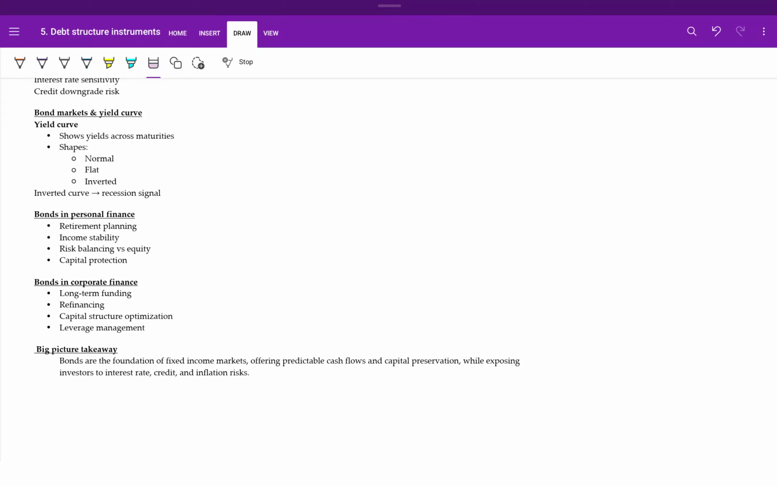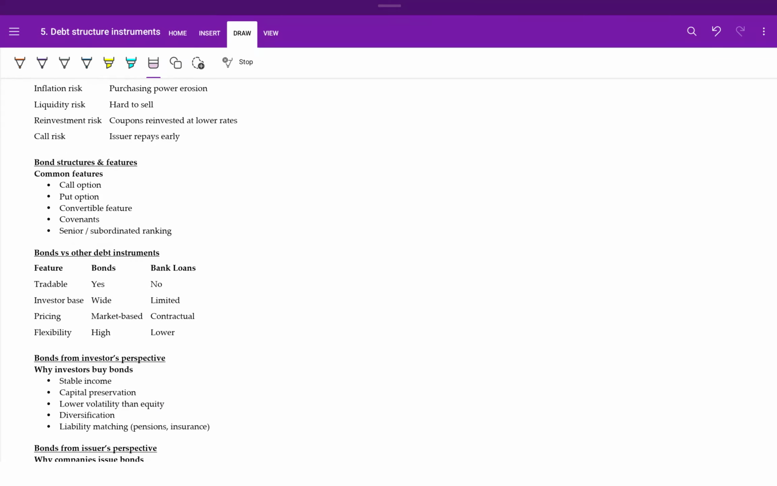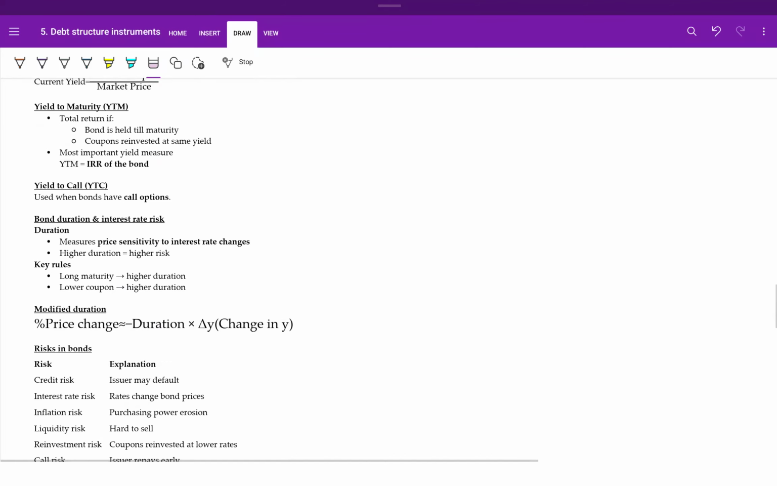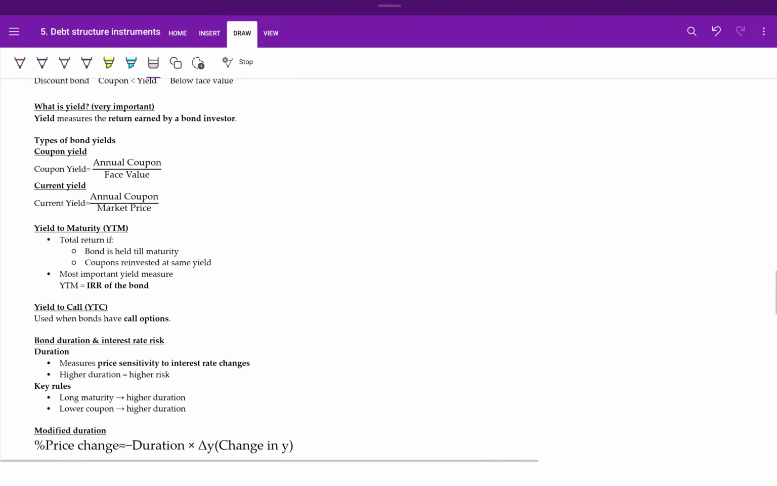So, we were discussing bonds, and in the last episode we discussed the yields, the difference between yields of bonds. There is a coupon yield, there is a current yield, there is yield to maturity, and there is yield to call.